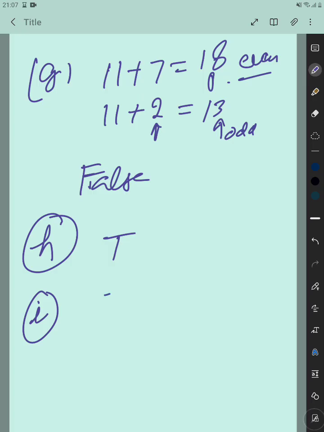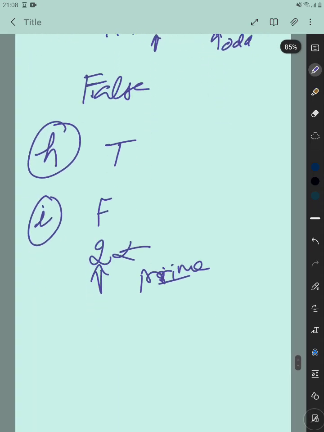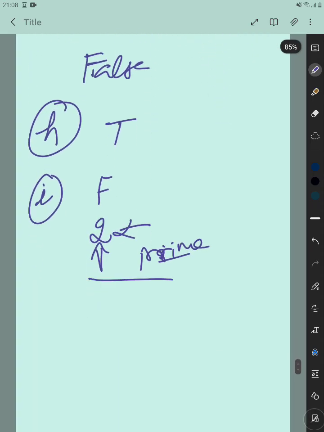This is false. Why is it false? Because for all other even numbers it is true, but for 2 it is not true. So we cannot say all even numbers, because 2 is an even number and it is a prime number. Being a prime number, it is not a composite number. So this is false.